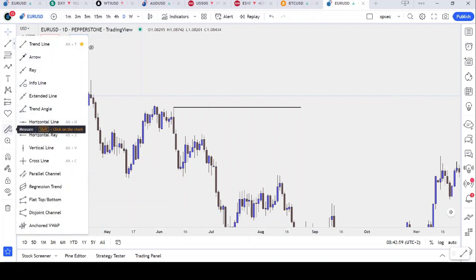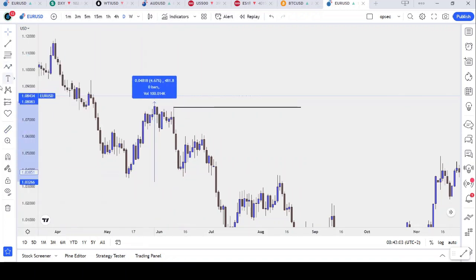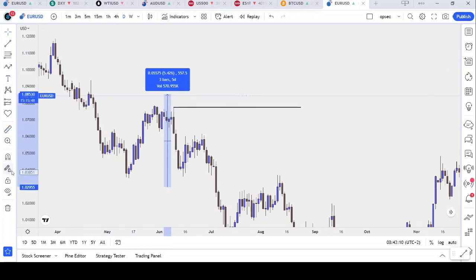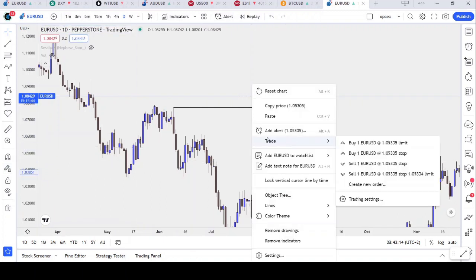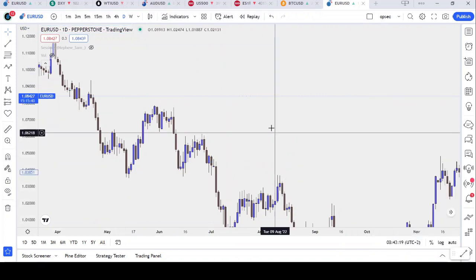And then here you have the measure tool. If you hold shift and you click somewhere and click somewhere else, it will measure how big this move is. Or you can just click that and measure it. And if you want to delete all of your drawings, you just right click, remove drawings, and it will clean your chart.